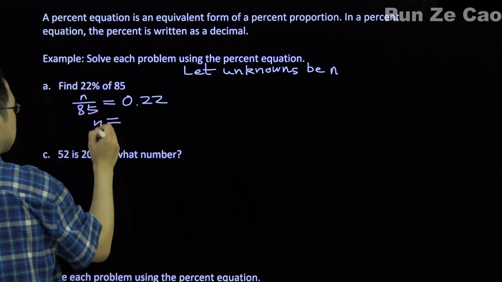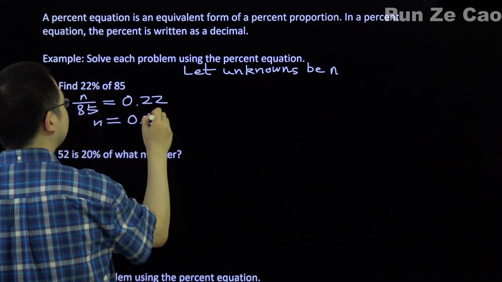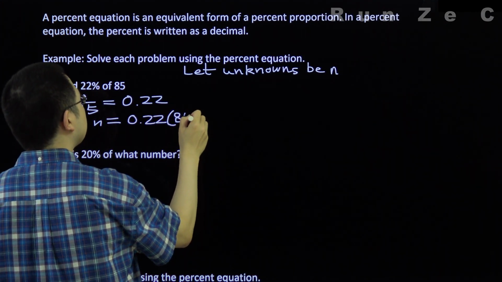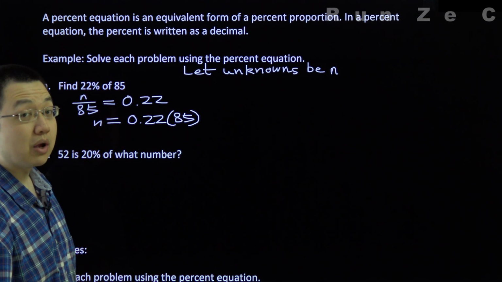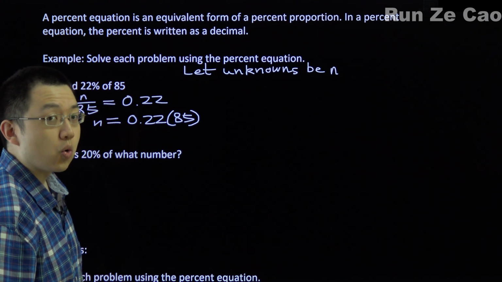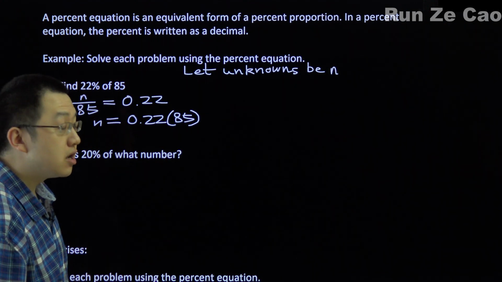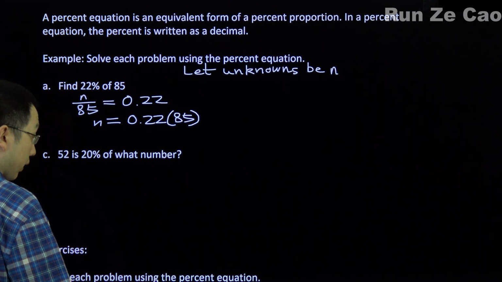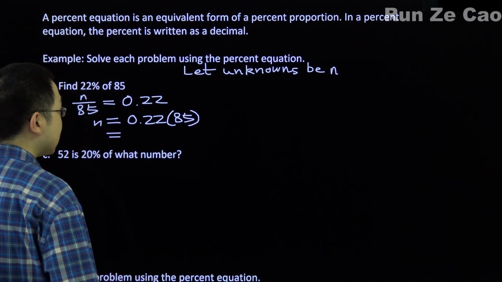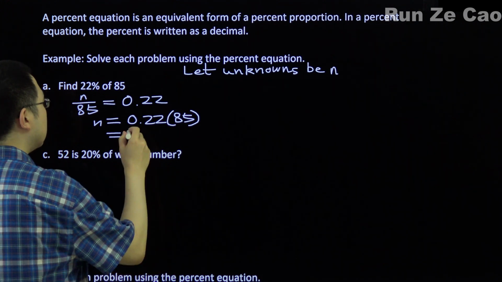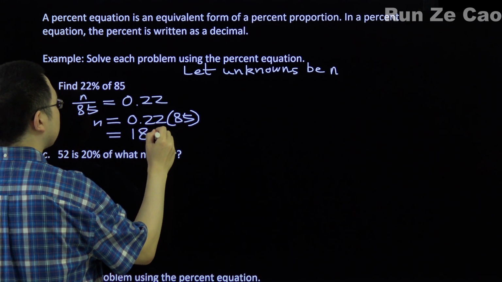So n is equal to 0.22 times 85. Hey, what's 0.2 times 85? Oh, it's 1/5 as much. So that's 17. Okay then. We're looking at 17 plus 1.7. So 18.7.